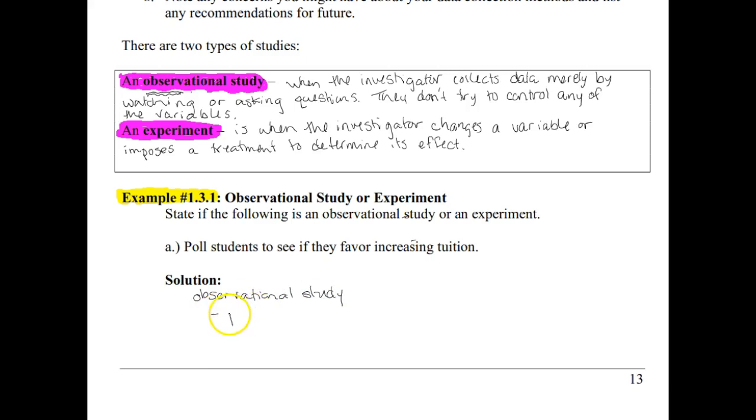Since we're just asking a question, no one is assigned to different treatment groups. Okay, so the researcher is not changing a variable, they're not imposing any sort of treatment, they're simply just asking a question and recording the data. So in this case, we have an observational study.